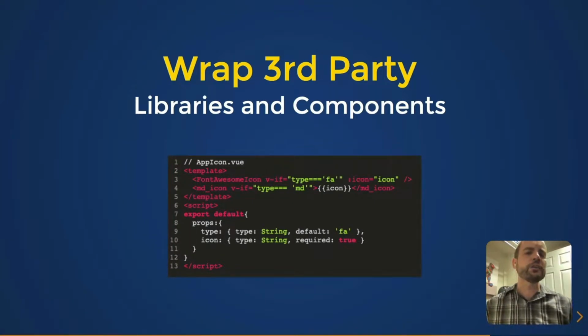Not only can you do that with libraries, things that are more functional in nature, but you can actually even do it with third-party components. So for instance, I could create a wrapper component called AppIcon, and we've called it AppIcon because of standards, right? And so what this AppIcon does is actually provide a singular interface for working with multiple types of third-party icons. In this case, Font Awesome and Material Design icons.